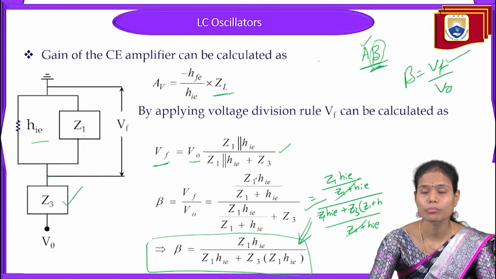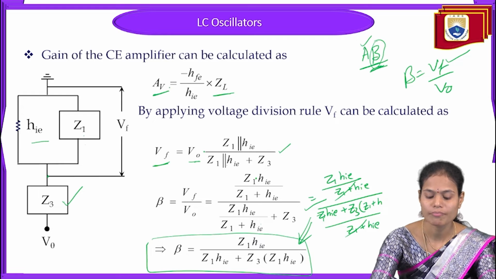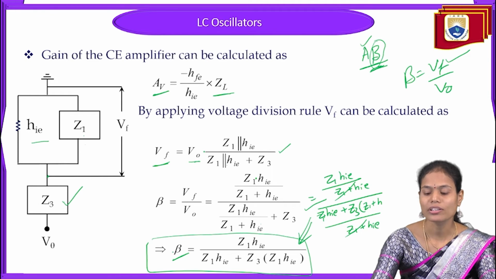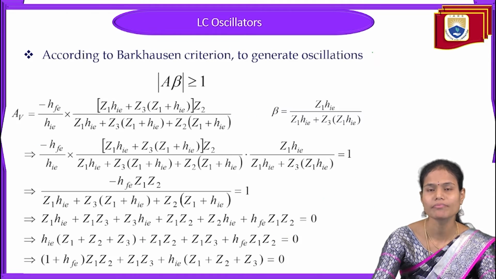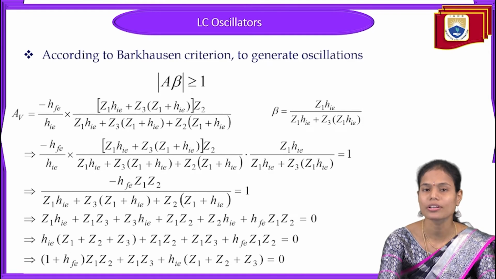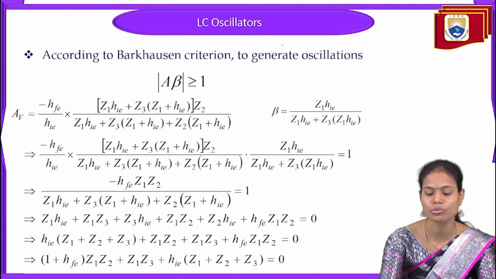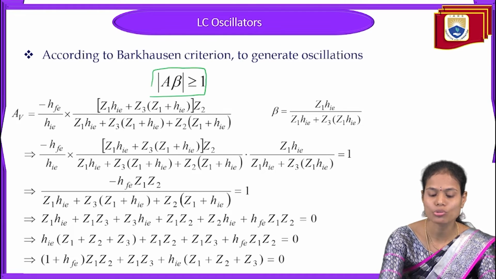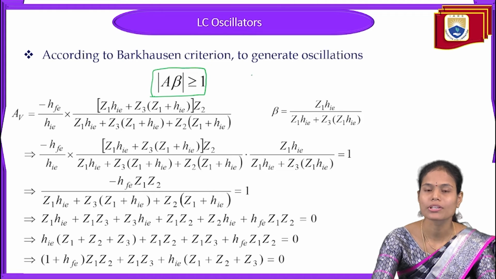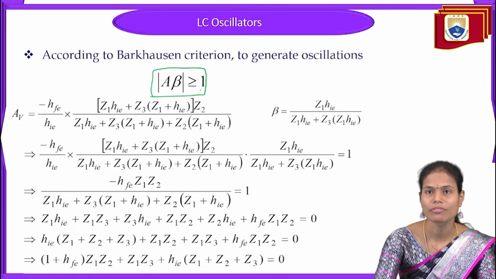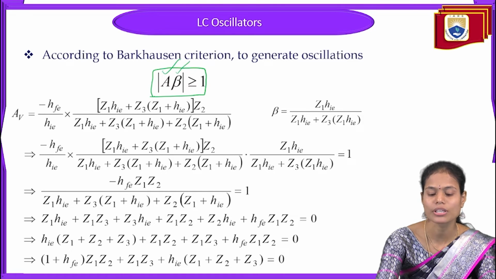Now we have both values, A as well as beta. To find A beta, substitute the gain and feedback ratio in this expression to find the frequency of oscillation. According to the Barkhausen criterion, to generate oscillations from any oscillator circuit, the magnitude of the open loop gain must be greater than or equal to 1. To check whether it satisfies that condition, we substitute the gain and feedback ratio here.